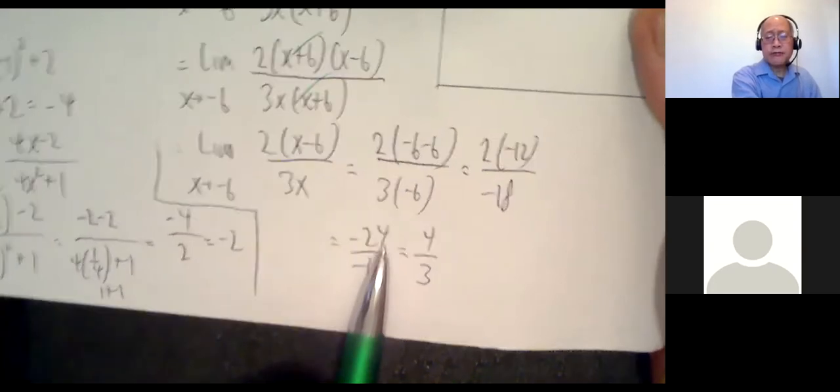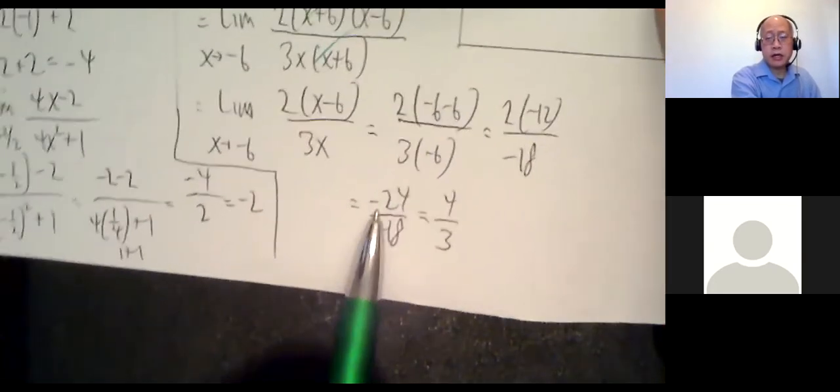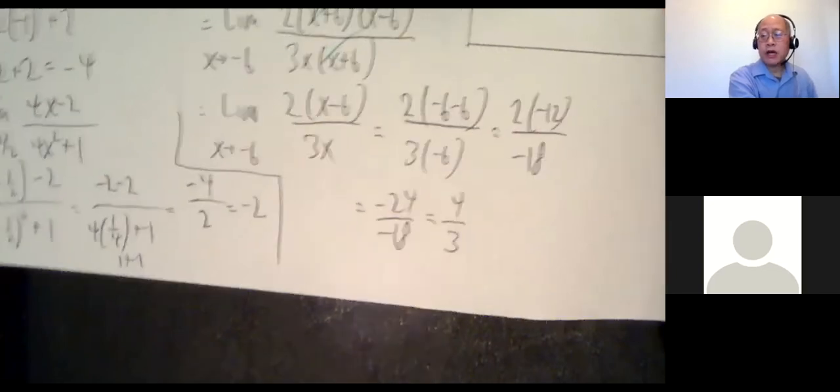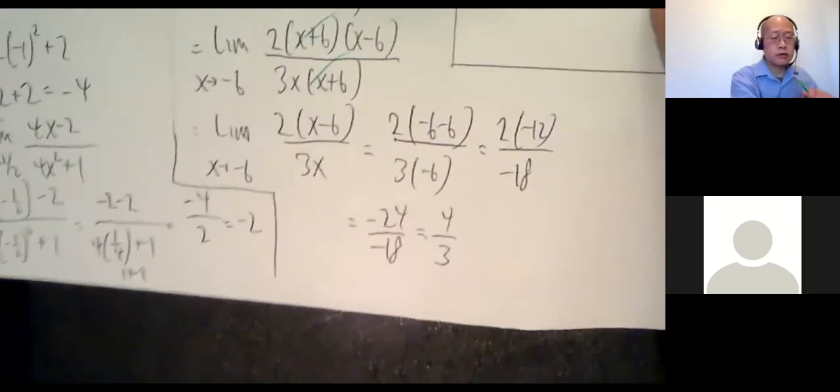And it looks like you can factor out a 6, right? So divide top and bottom by 6. So the final answer is 4/3. And there we go.